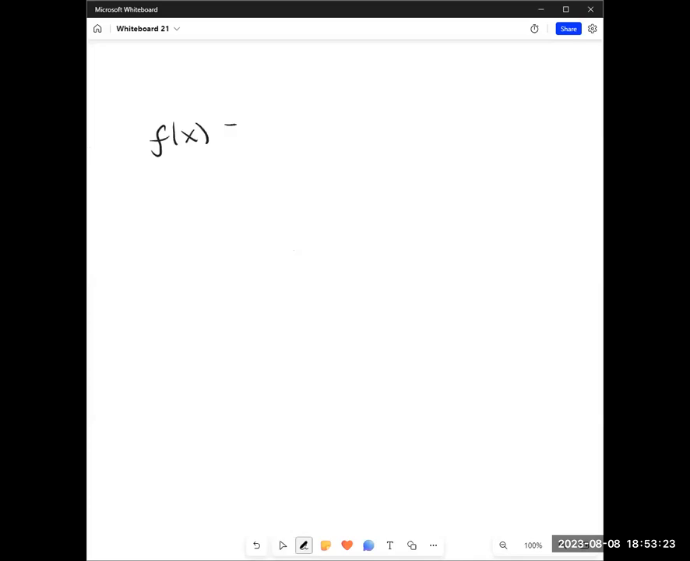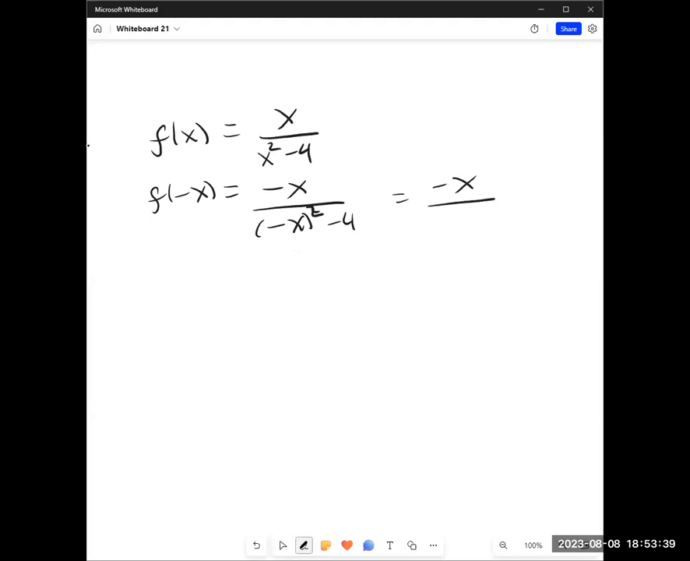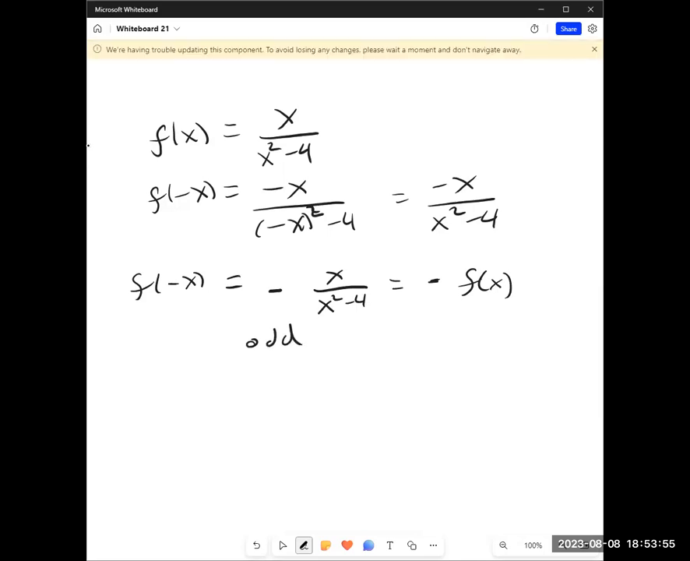Now let's try f of x equal to x over x squared minus 4. So f of negative x is going to be a negative x over a negative x squared minus 4. Negative x over x squared minus 4. So I can pull that negative from the numerator out front to make this negative times x over x squared minus 4. And that makes this a negative f of x, which makes this an odd function.